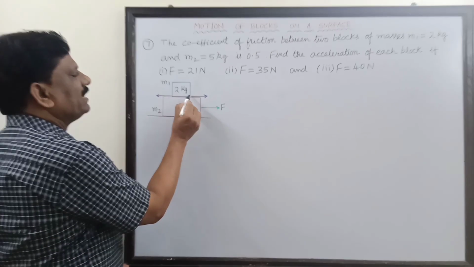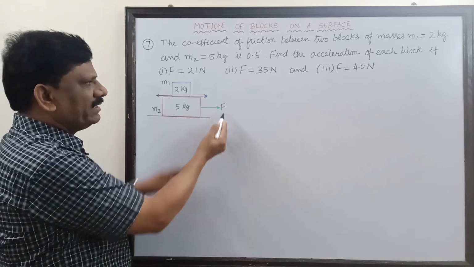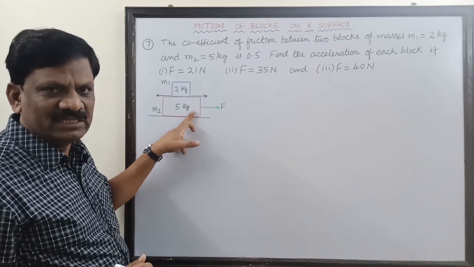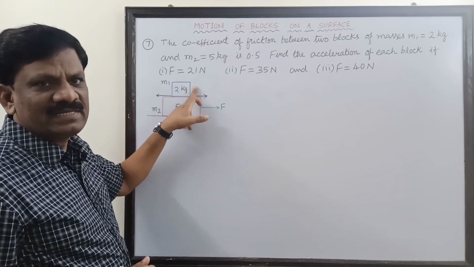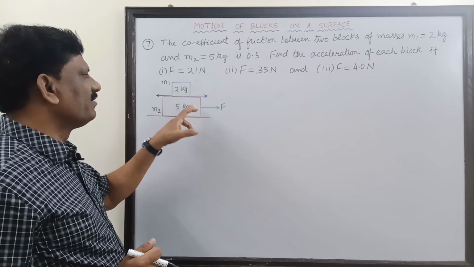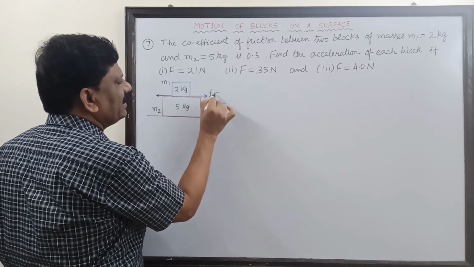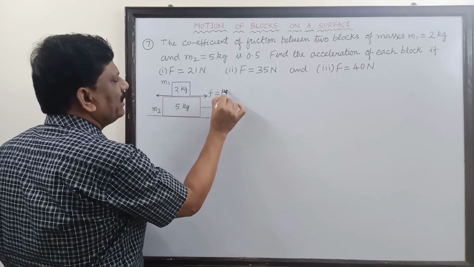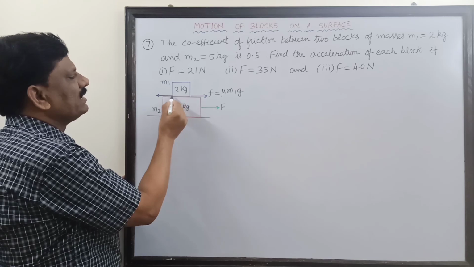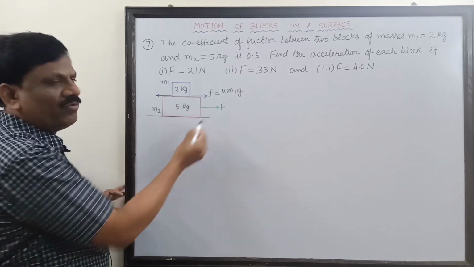Now the coefficient of friction between the two surfaces is given as 0.5. The force F is called the driving force. It is directly acting on the second mass, 5 kg, and no other direct force is acting on the first mass, 2 kg. So there will be some friction between the two surfaces. The frictional force F is equal to mu into m1 into g.